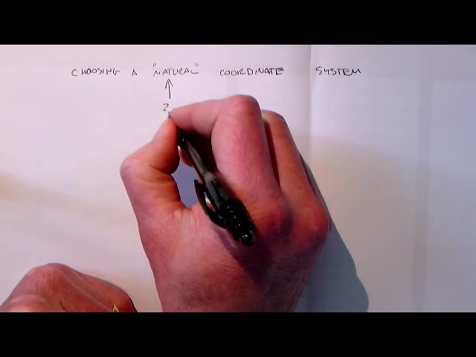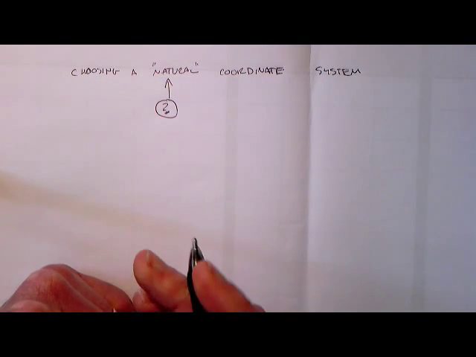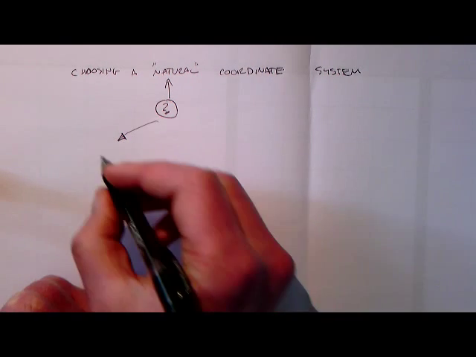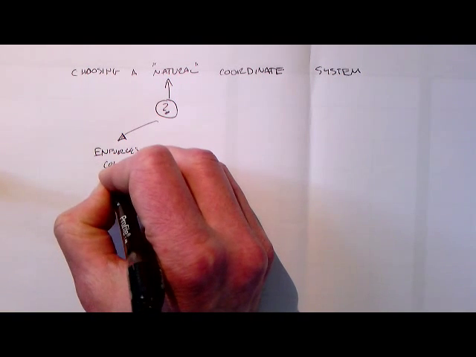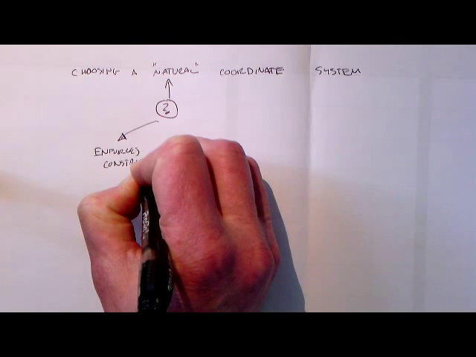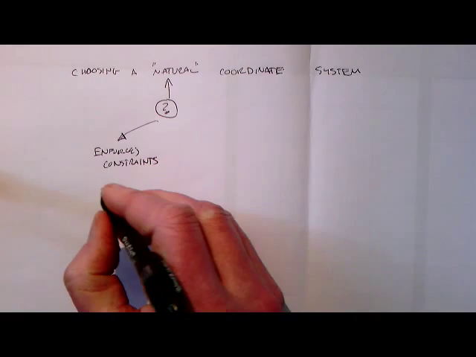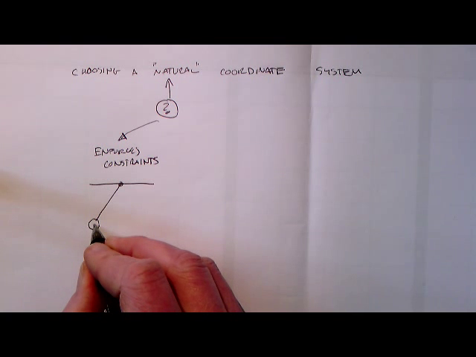So what is this? One of the things that a natural coordinate system does is that it enforces constraints in the problem. So by choosing your coordinates properly, you can actually constrain the system to act in particular ways. And one good example of that is if you think about a pendulum, right? And you're interested in knowing how the location of the bob on the pendulum moves.